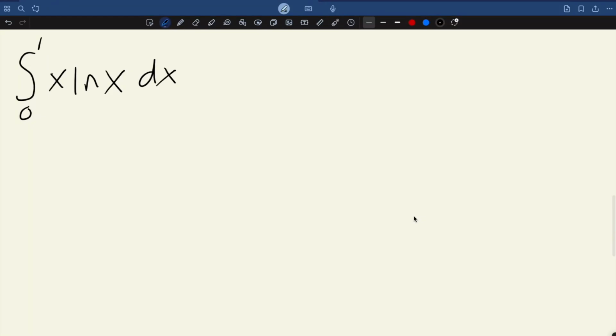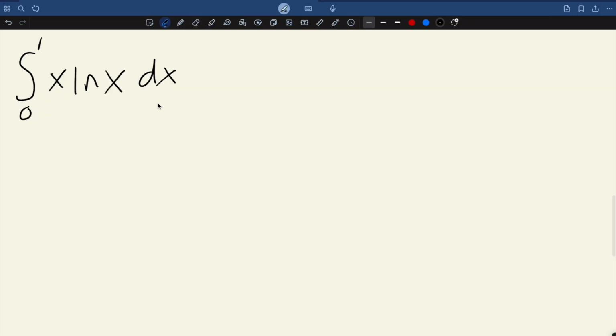Hey everyone, so today we are going to be evaluating an improper integral using L'Hopital's rule. Okay, so we have this integral here, the integral from 0 to 1 of x ln x. So why is this an improper integral?